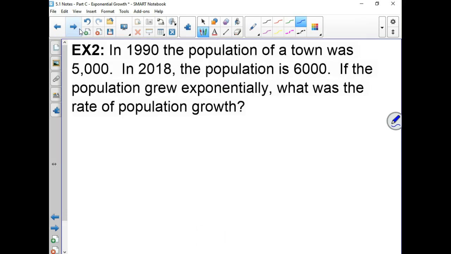In 1990, the population of the town was 5,000. In 2018, the population was 6,000. If the population grew exponentially, what was the rate of the population growth? So this is a little bit different here. We know we're going to have y equals a times b to the x. So I know the initial population, I'm going to use that first population in 1990, which is 5,000. Y equals 5,000 times b to the x power.